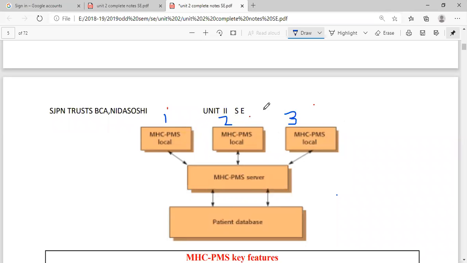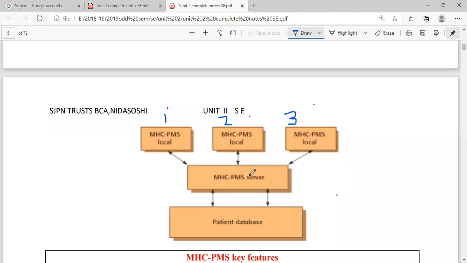Why? Because their data is centralized. Why is it possible? Because all their data is saved inside the common server, and they are using a common database which is called a patient database. Once all these clinics have got access to this database, they can exchange any of the data. Is it clear?